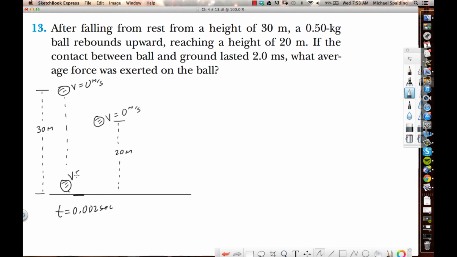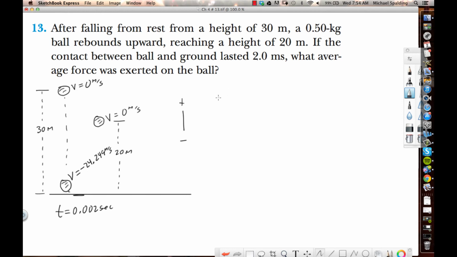Well, if you do the calculation correctly, and I'll show you how to do it, it comes out as negative 24.249 meters per second. Remember, you got to pay attention to sign convention. Down is negative, up is positive. So this velocity right before it hits is negative 24.249 meters per second. Now, how did I get that velocity? I'm just going to show you.